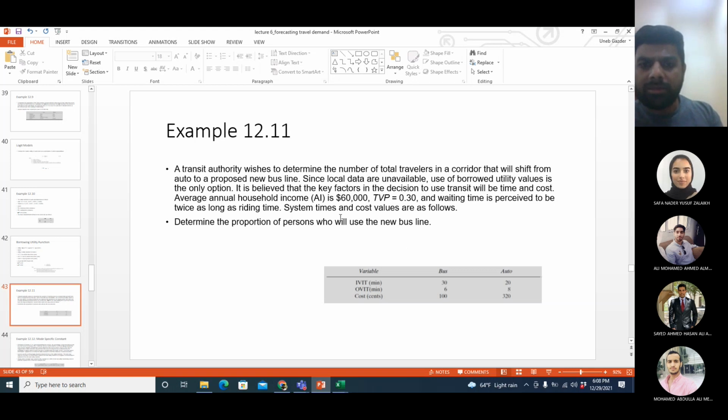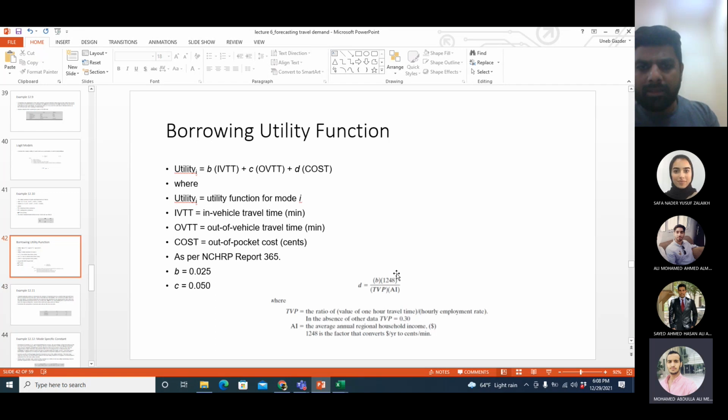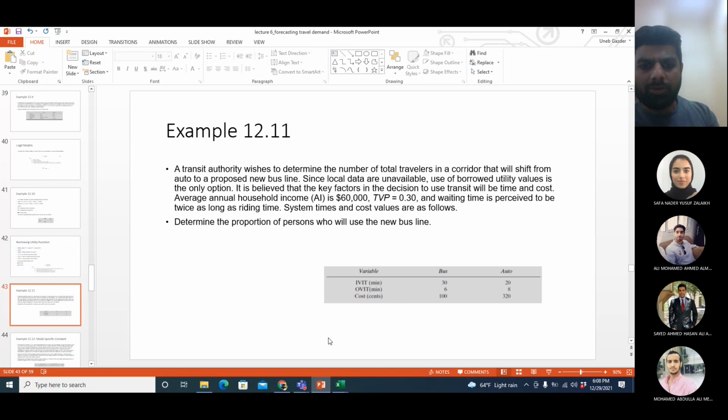So we need the system times and cost. System times and cost values are given here. Find out the proportion of persons who will use the new bus line. In-vehicle travel time, out-of-vehicle travel time, and the cost in cents are given. So first of all, we calculate the D value. B will be taken as 0.025, 1248, TVP is 0.3, and average income is 60,000.